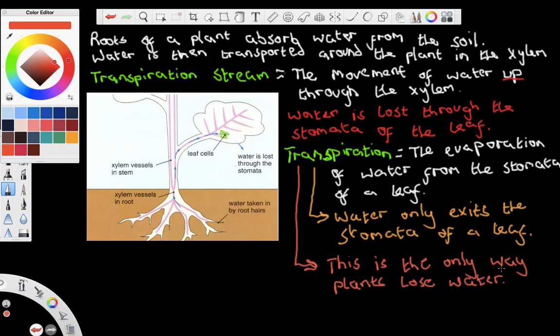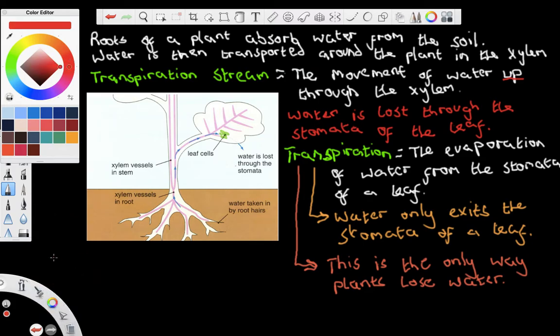Now, it's worth pointing out here that if a plant wants to conserve water, if it wants to keep water in, it will close its stomata. Guard cells will close the stomata and the plant won't lose any water. If the plant wants to lose water, it will open its guard cells, opening the stomata, and water can leave the leaf freely through transpiration.